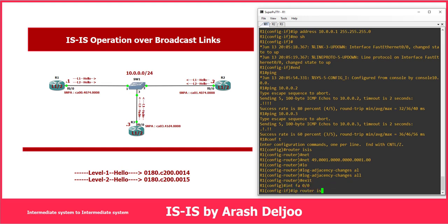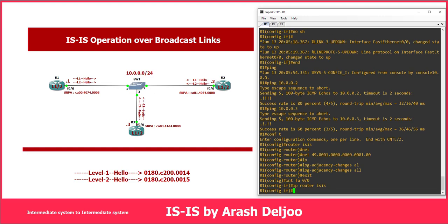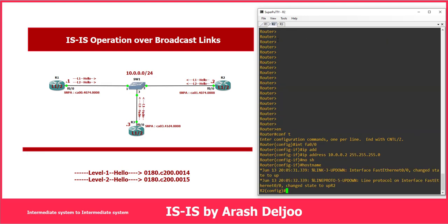with the IP router ISIS command. Okay, let me configure all of the routers first, and after that we can capture the link between, for example, router 1 and router 2, and also router 1 and router 3. Let me go to router 2. In router 2 we have router ISIS.